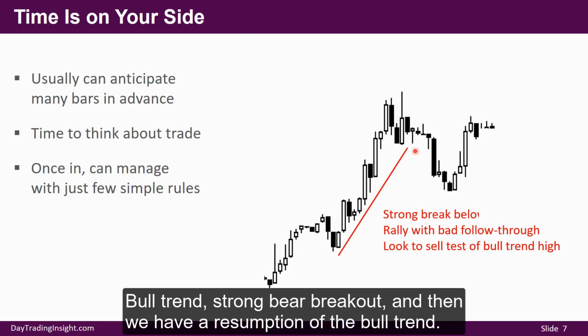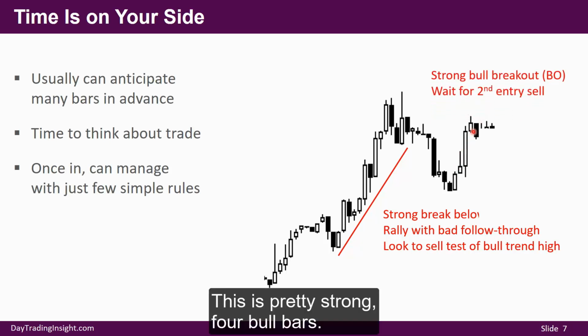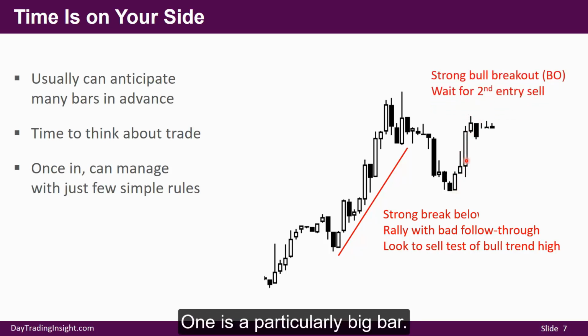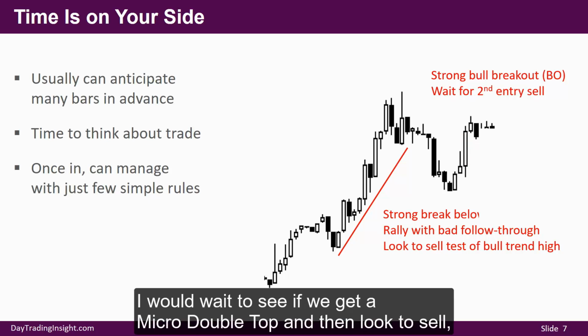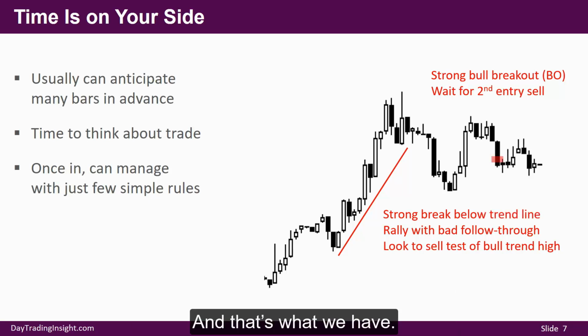So bull trend, strong bear breakout, and then we have a resumption of the bull trend. This is pretty strong. 4 bull bars. One is a particularly big bar. I would not sell below that bull bar. I would wait to see if we get a micro double top and then look to sell. And I would prefer to sell below a bear bar. And that's what we have.